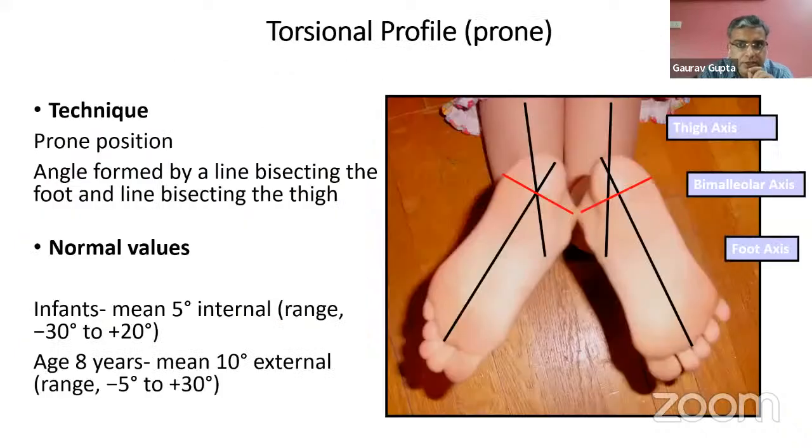Then we try to check the tibial torsion. For this, we make the child prone and we measure the thigh foot angle. How do we measure it? We make a line at the thigh axis, then we drop a bimalleolar axis and a perpendicular to the bimalleolar. The angle between the thigh axis and the bimalleolar axis tells us the thigh foot angle.